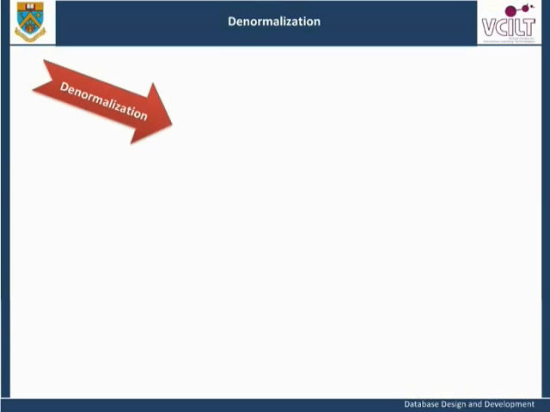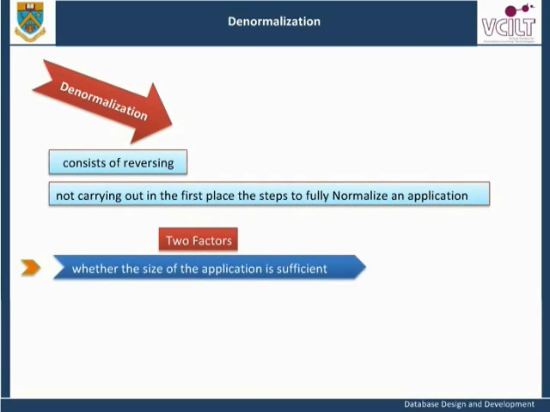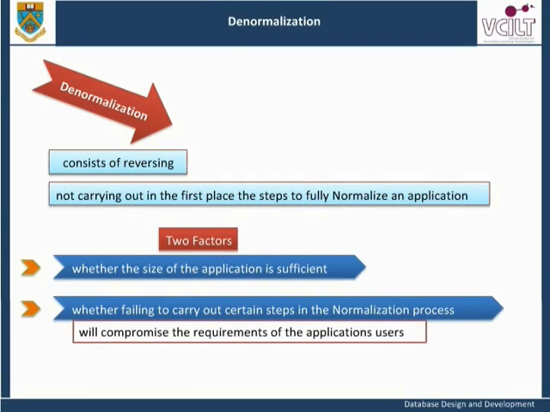The process of denormalization consists of reversing, or, in the case of a new application, not carrying out in the first place, the steps to fully normalize an application. Whether this is appropriate for any given application depends critically on two factors. Whether the size of the application is sufficient that it will run slowly on the hardware or software platform being used. Whether failing to carry out certain steps in the normalization process will compromise the requirements of the application's users.